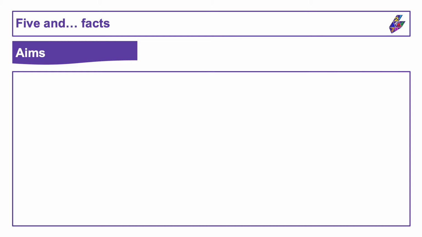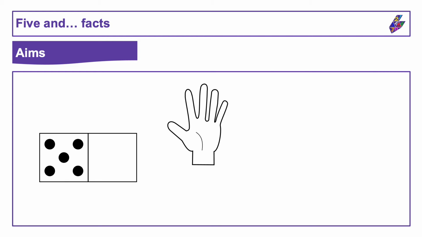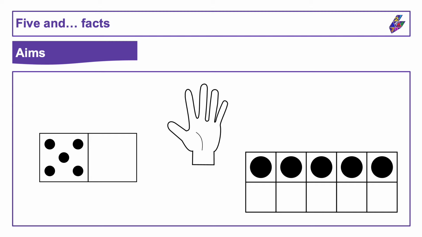There are a set of facts known as 5 and facts, which use the number 5 as a quicker way to figure out the answer to certain problems. We'll explore this with both addition and subtraction in this video. We'll use visuals for 5 and with finger patterns, on a domino, and on a tens frame.